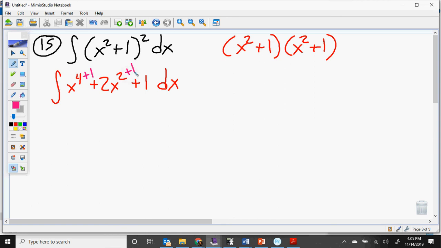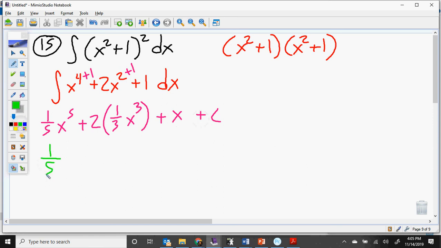So 4 plus 1 is 5, x to the fifth, the reciprocal, 1 over 5. 2 plus 1 is 3, the reciprocal, 1/3. And then, of course, if I do the integral of a constant, I just do that constant times x. So 1 times x plus c. And then if I do a little bit of simplifying on that second term, I'll get plus 2/3 x cubed. And there should only be one answer choice that looks anything close to that, and that's answer choice E.